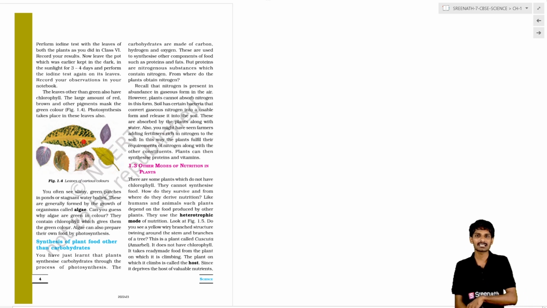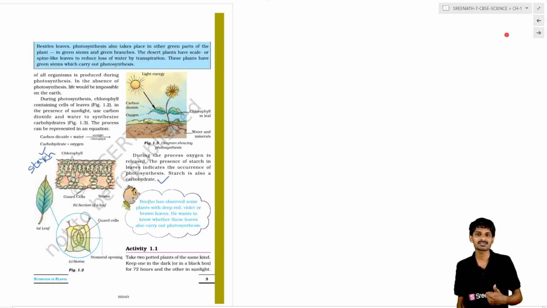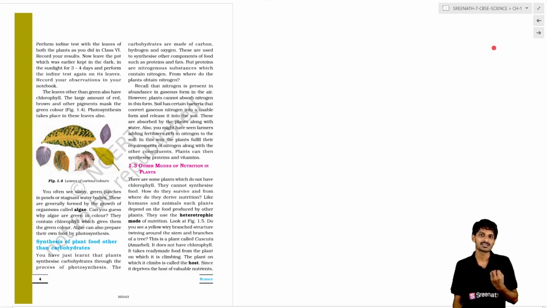And in your previous chapters you have learned how the presence of starch can be tested, the test for starch. So if you want to test whether food is prepared, whether there is starch, whether there are carbohydrates in the leaves, do the test for starch. Then you can find whether starch is present or not in the leaves, so you will know whether photosynthesis has been done or not.